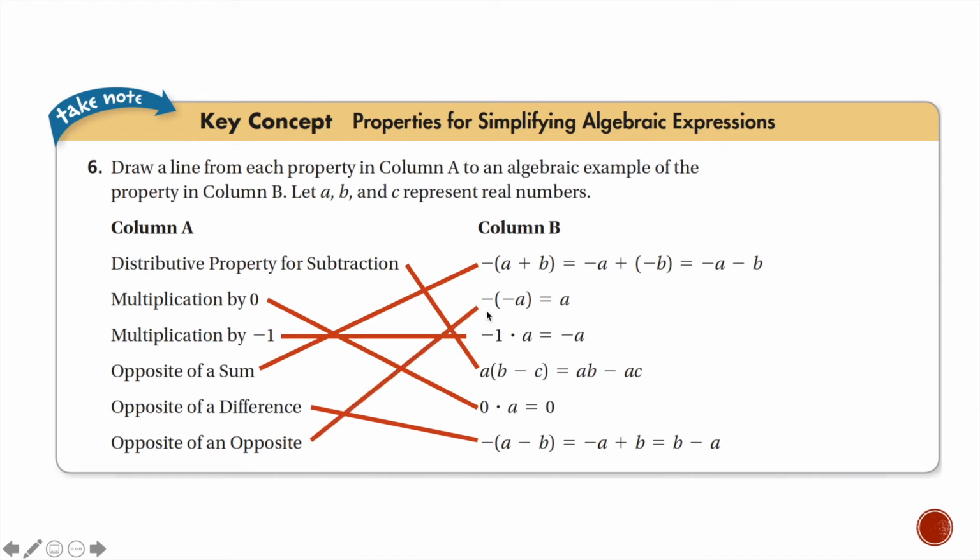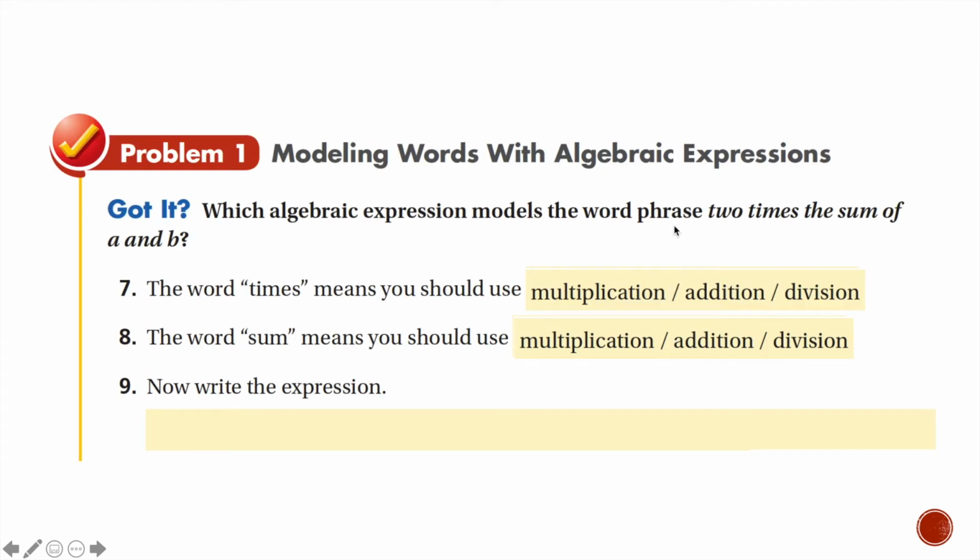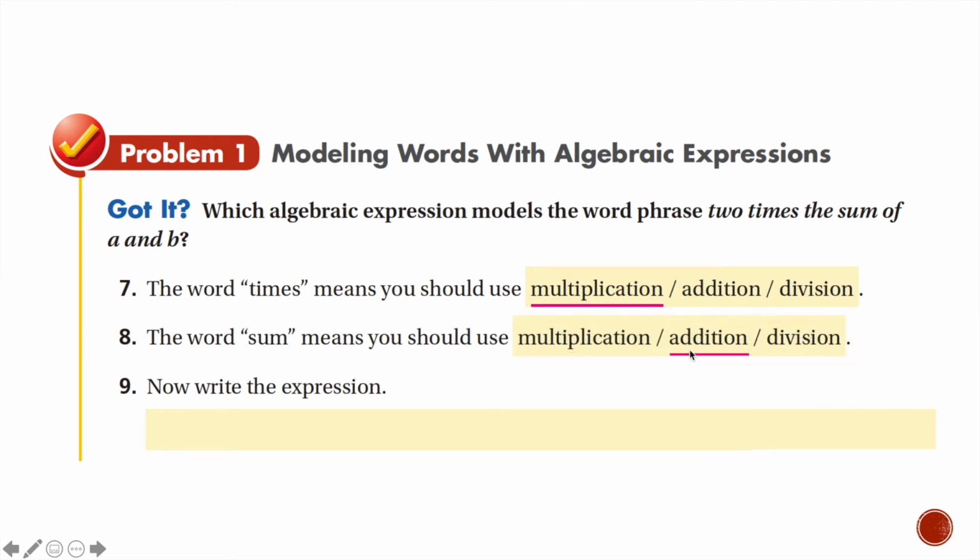So negative times negative A equals A. Simple as that. So which algebraic expression models the word phrase 2 times the sum of A and B? Well, when we think about times, we are always going to be thinking about multiplication. So the word sum would represent the answer to addition. And therefore, we're talking about multiplication and addition.